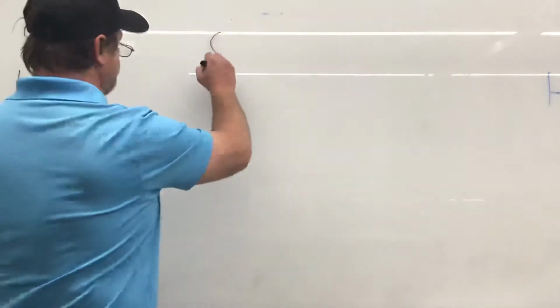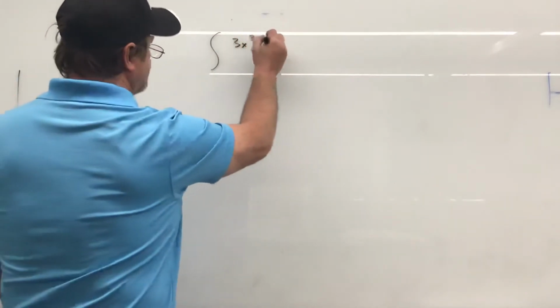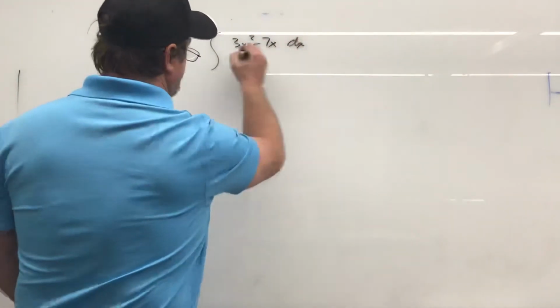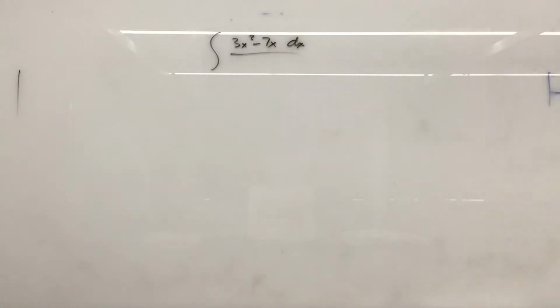Now I'm going to do an additional case where, again, what we initially see as we look at this problem is not necessarily going to lend itself to techniques that we anticipate, but we can figure out a way to get it into a form that we want. The integral of 3x squared minus 7x dx all over 3x plus 2.